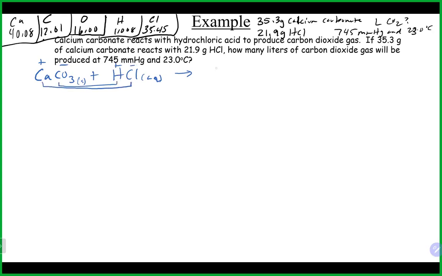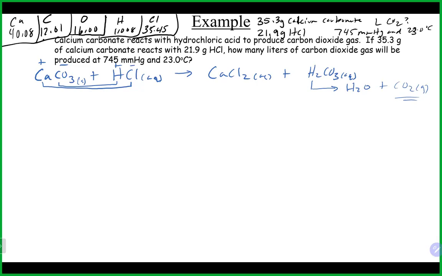So that's going to give us calcium chloride, which should be CaCl2. And it will give us carbonic acid. And it's actually this carbonic acid that will break apart into H2O and CO2. That is where our CO2 actually comes from: it goes through a decomposition reaction and will break apart.